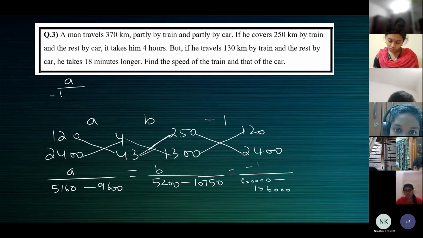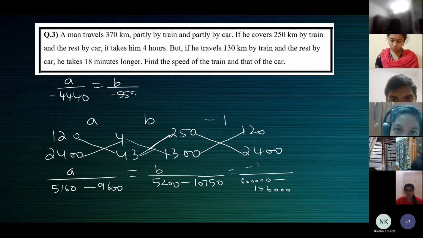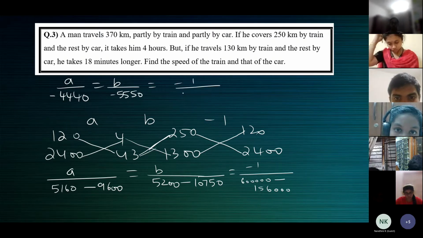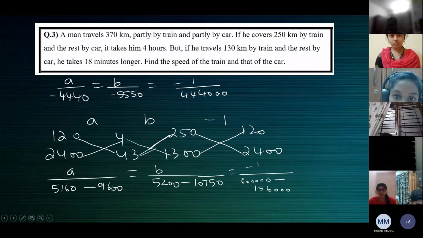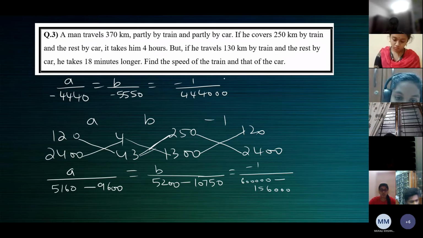So A by minus 4440 is equal to B by minus 5550 is equal to minus 1 by 44400. That's all. After this, you know what to do. So you will get, on solving, A is equal to 1 by 100 and B is equal to 1 by 80.